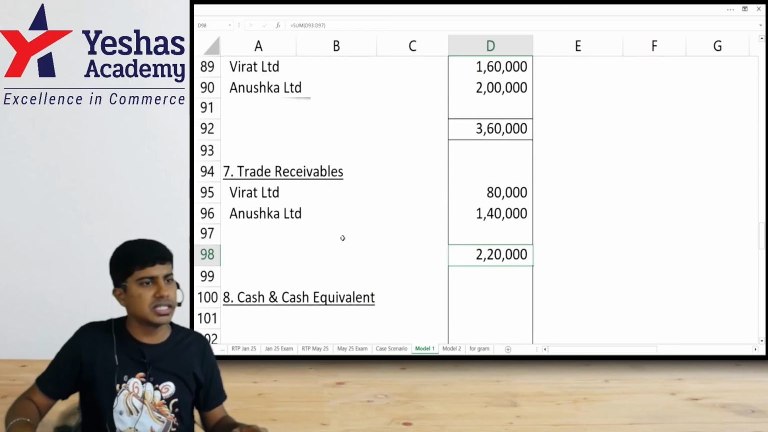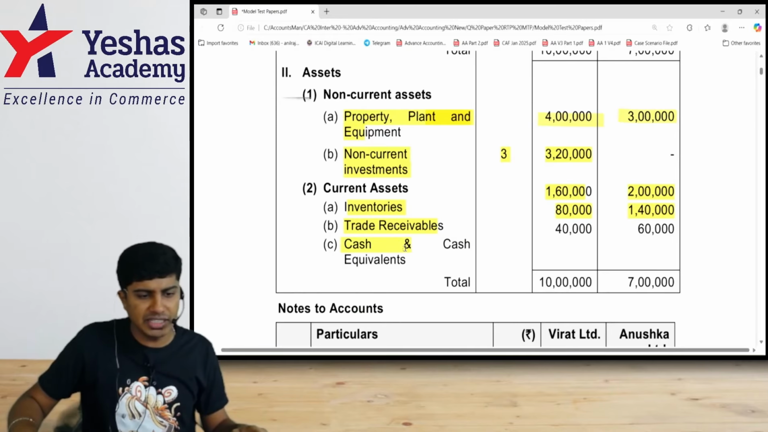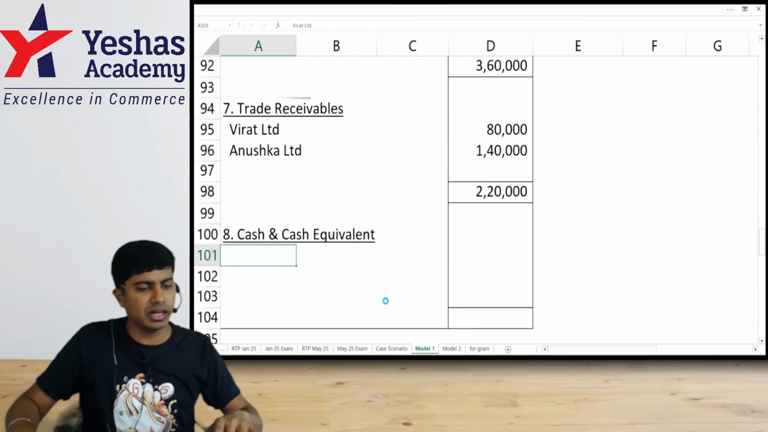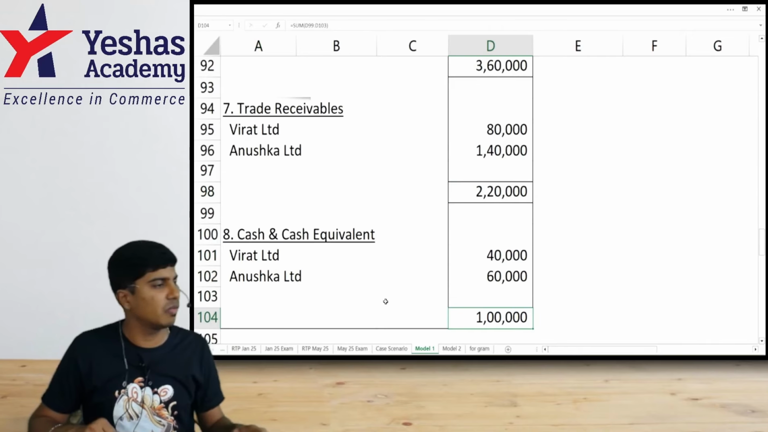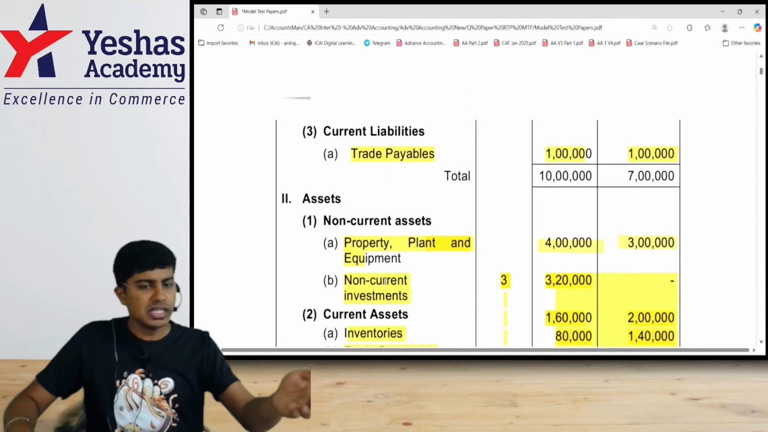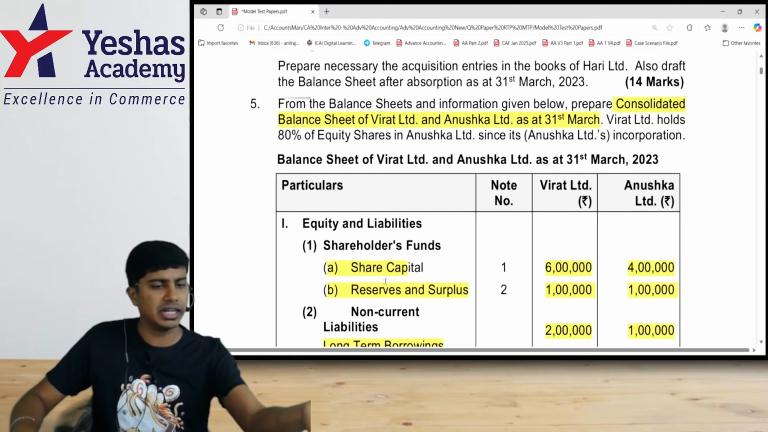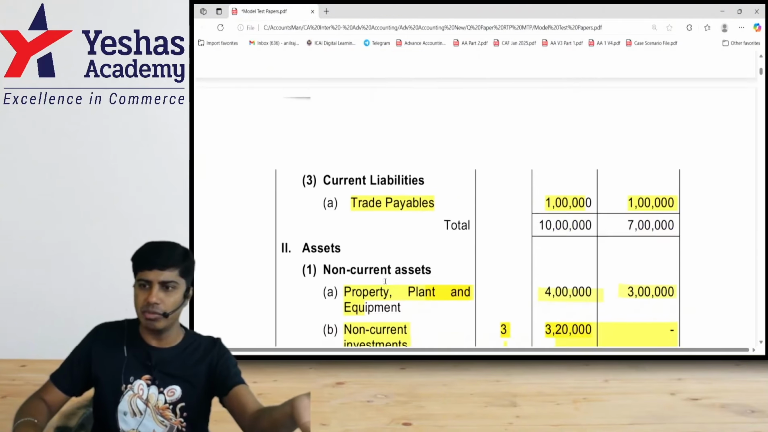What do we have after this? Then we have cash and cash equivalent. Virat 40, Anushka 60, putting it together 1 lakh. There are no adjustments. See, everything in the balance sheet I've already marked yellow, meaning it's already considered in my answer.